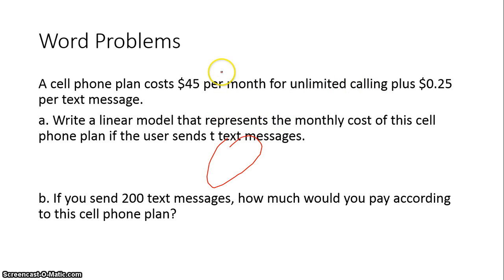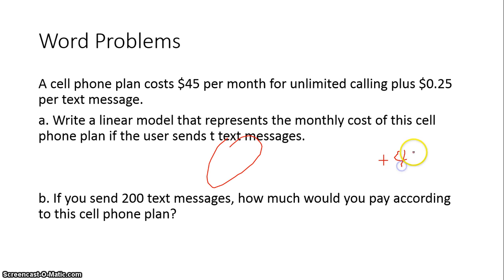So, plan costs $45 per month for unlimited calling plus 25 cents per text message. Write a linear model that represents the monthly cost of the cell phone plan if the user sends T text messages. So, say if we don't text at all, what is going to be our flat rate no matter what? That's 45, right? That's also known as our y-intercept.